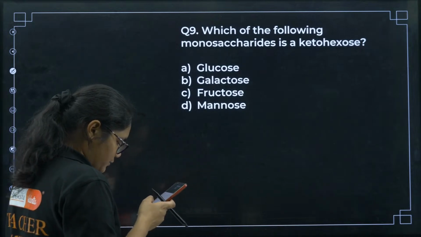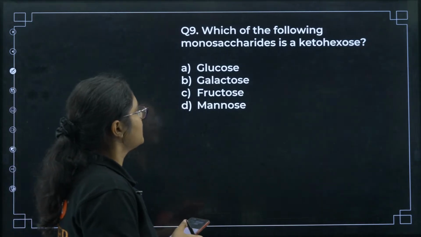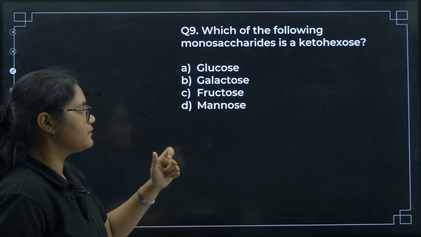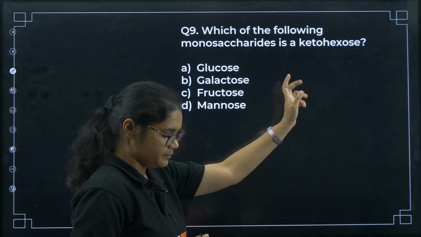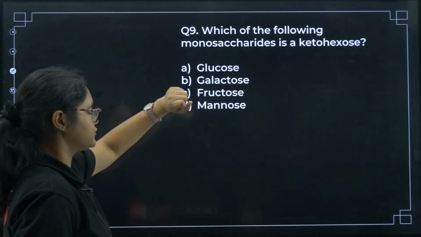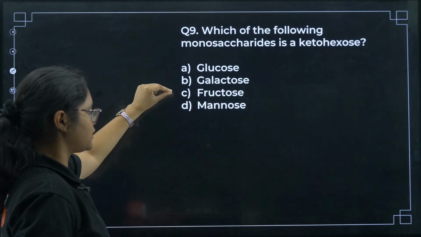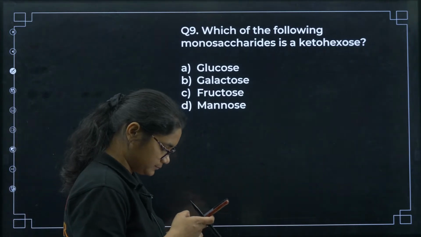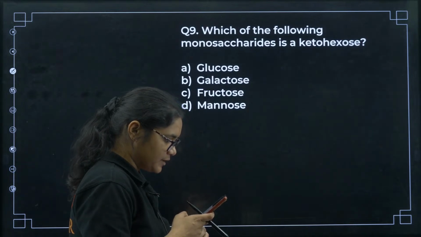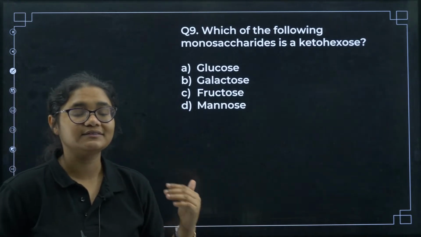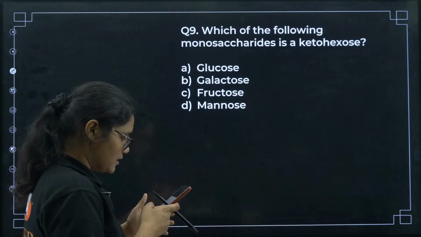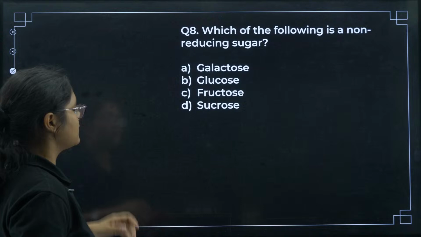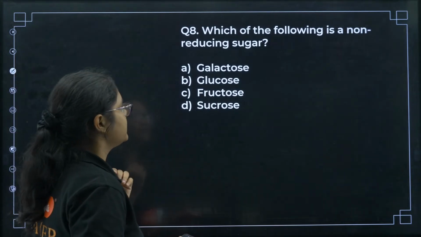Okay, last 9 questions, students. Let's rock here. Which of the following monosaccharide is a ketohexose? Means there will be a ketone functional group and there will be 6 carbons because there is hexose. It is glucose, galactose, fructose or mannose. Ketohexose means 6 carbons should be present. 9C, fructose, very good. You know fructose has 6 carbons and it has a ketone group, so it is ketohexose.